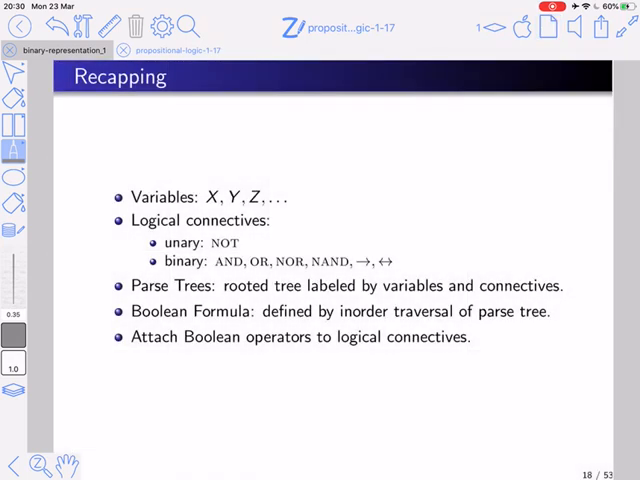Let me summarize what we have seen. We have defined variables. These are just formal symbols, x, y, z, and so on. We have defined logical connectives: not, and, or, nor, NAND, implication, and equivalence. We attached Boolean operators to these logical connectives, but at this point it's not clear what exactly this means. We will see that later. We defined parse trees, which are nothing but rooted trees labeled by variables and connectives. And we use parse trees to define Boolean formulas, and these Boolean formulas are defined by an in-order traversal of the parse tree.